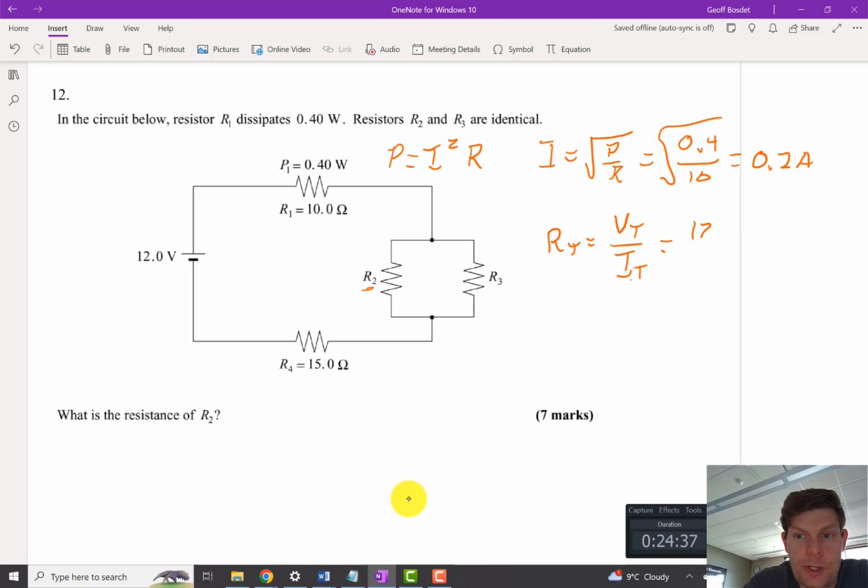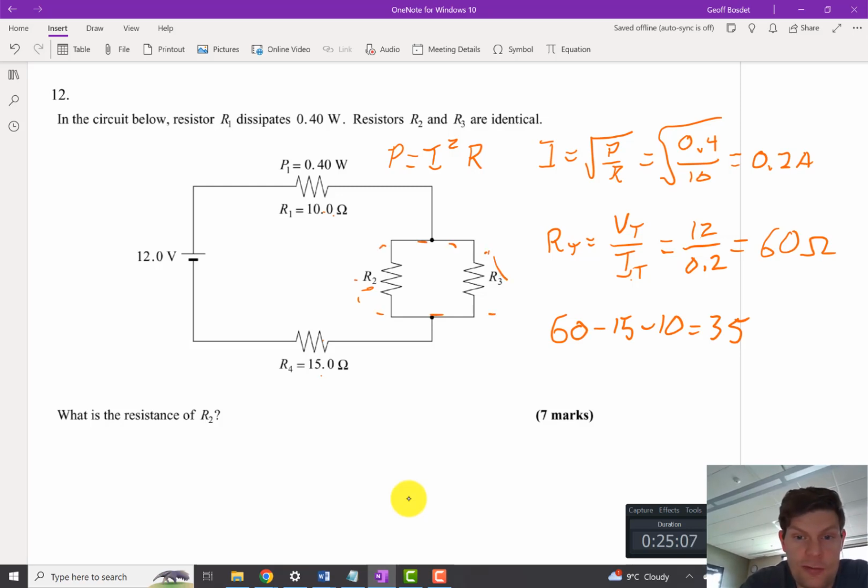Our total voltage is 12. Our total current is 0.2 because all current has to pass through this one. No way around it. This is effectively like multiplying by 5, so it's 60. 60 ohms is our total resistance. Now, if I subtract off 25 for these resistors that we know, that means this has to be the rest. So 60 minus 15 minus 10 gives us 35. So this parallel section is 35 ohms.